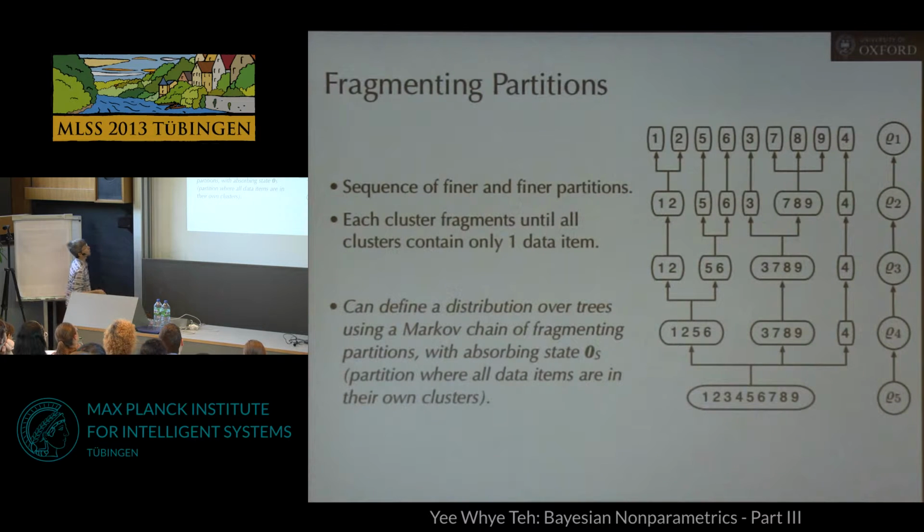So one way in which we can now think about a tree is as a sequence of partitions like this, where we start off with all the observations in one big cluster. As we move up the tree, we take each cluster and split it into smaller clusters, and then take each cluster here and split it into smaller clusters, until everybody belongs to their own cluster. Think of this as a sequence of fragmentations.